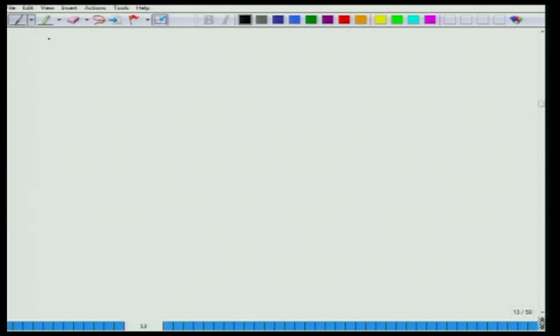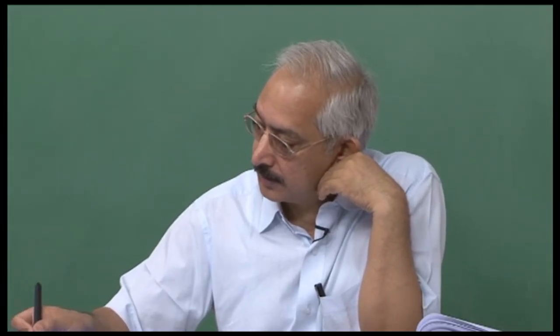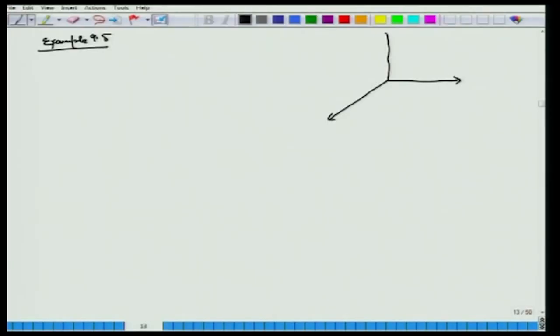So, here, say example 9.5. So, here we consider the case where this is the x axis, y axis and z axis, and let us say there is a curve given here. This is from x 1 to x 2, and then this curve is rotated about the x axis. So, we get a surface generated like this.